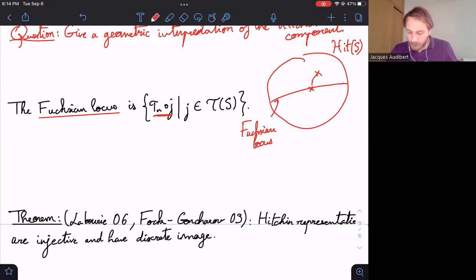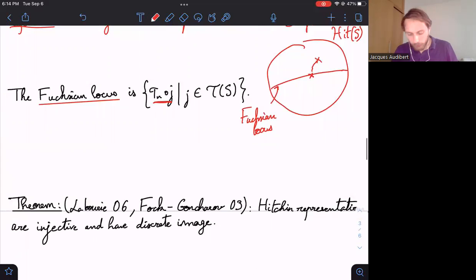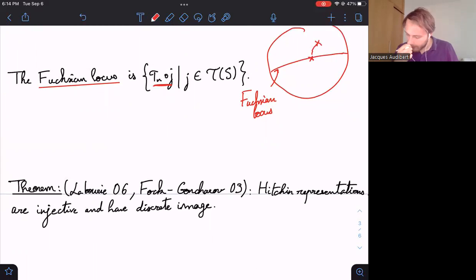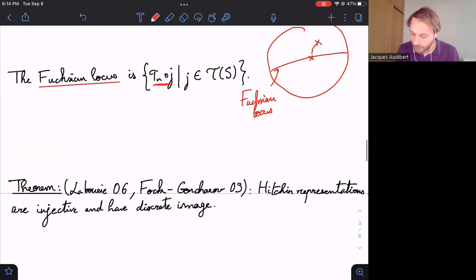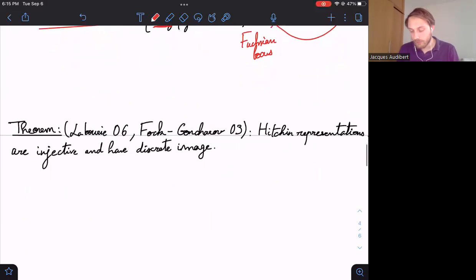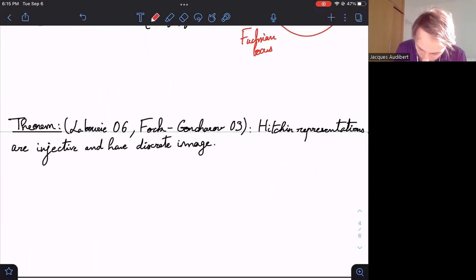So in 2006, Labourie and Fock and Goncharov, 2003, they proved that Hitchin representations have two nice properties that Teichmüller space has. They are injective and have discrete image, so exactly like Teichmüller. And this led to the notion of higher Teichmüller space.